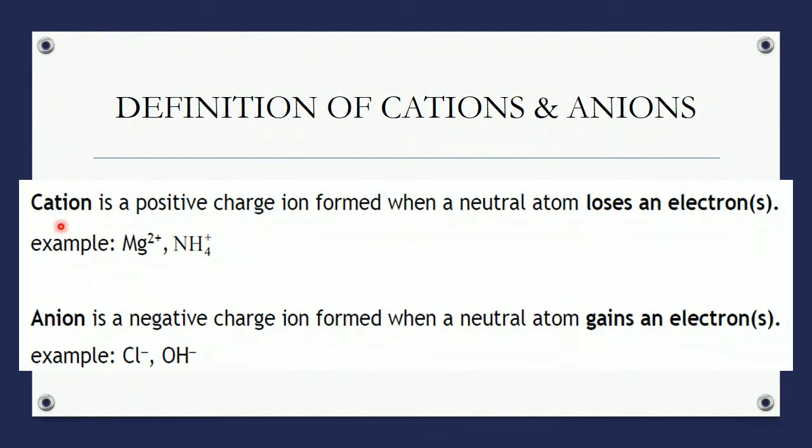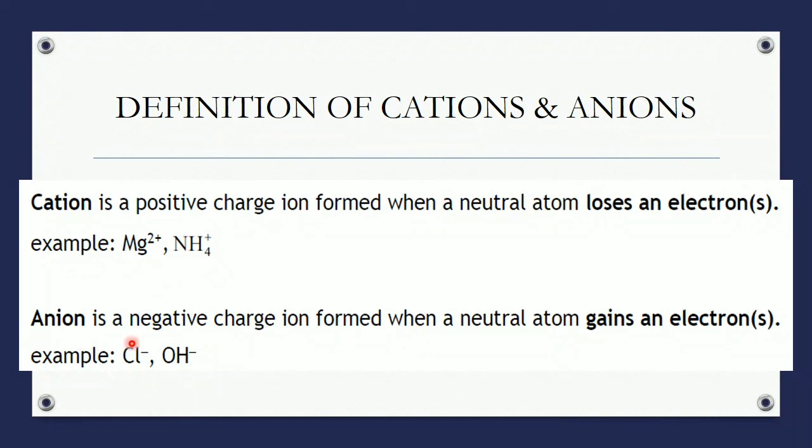A cation can be defined as a positively charged ion which forms when a neutral atom loses electrons. So in a cation, the number of protons is greater than the number of electrons. For example, magnesium ion Mg2+ and ammonium ion NH4+.